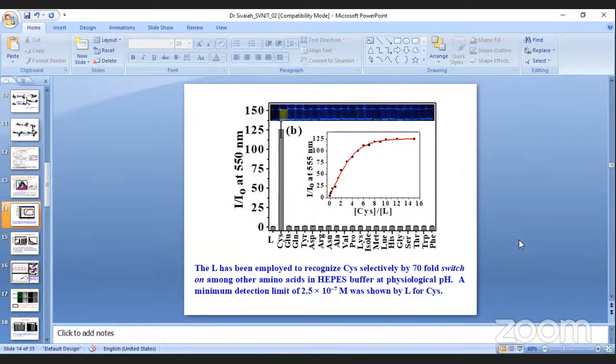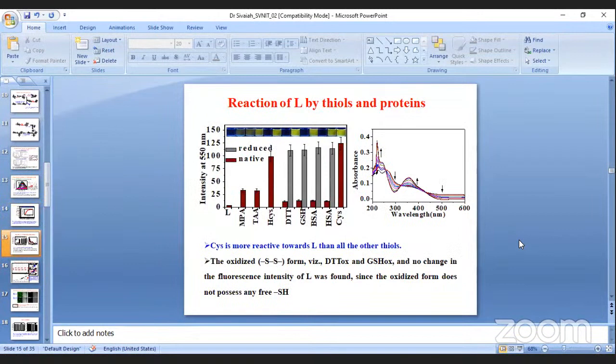Also by using this molecule, we can detect a minimum concentration of 2.5 x 10^-7 molar. That much minimum concentration we can detect by using this molecule. And also we have tested with different thiol containing molecules. You can see in this graph.